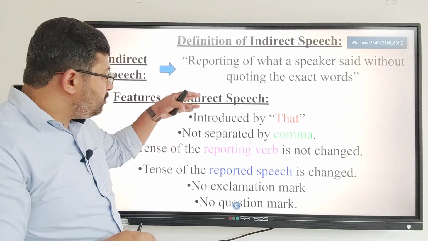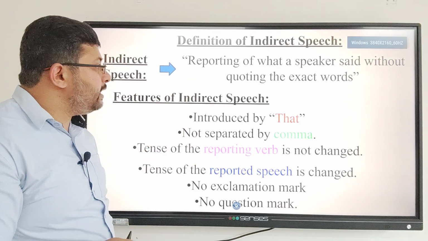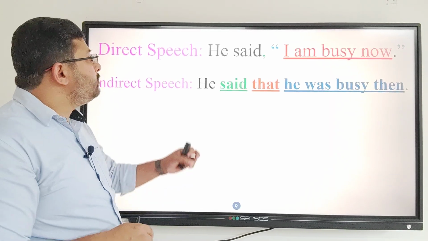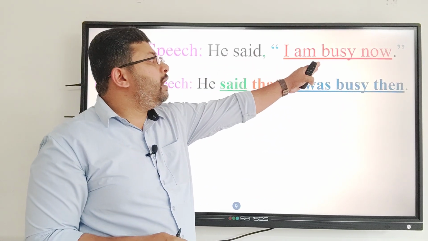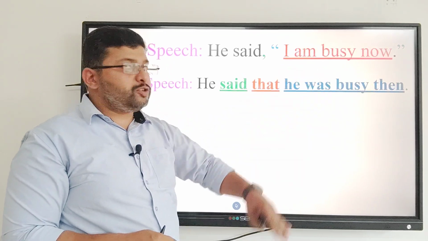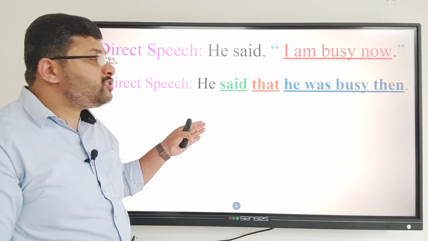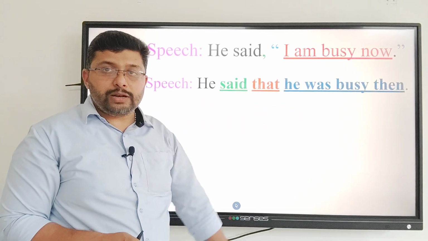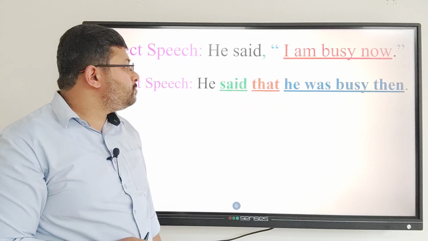Now let's discuss the first 4 points in detail. Here I have given you an example. The same sentence: he said, "I am busy now." It is in direct speech. And its indirect speech goes like: he said that he was busy then.